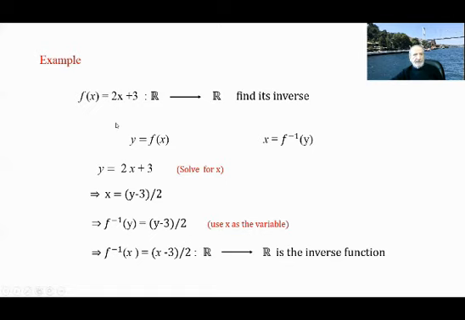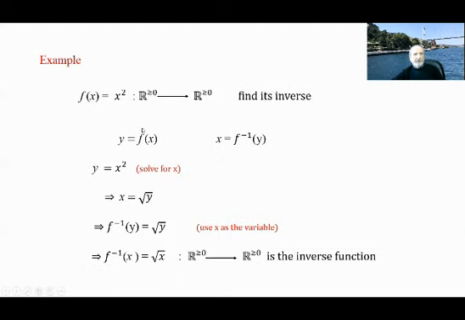Now you need to understand this x here is a dummy variable. So you can put t, t if you want. You can put z, z, y, y. It doesn't really matter. Here, we have y and y, but normally we use x as a variable. Then we replace y by x. We put f minus 1 of x is equal to (x minus 3) over 2. It's a function from R into R, the inverse function of this function here.